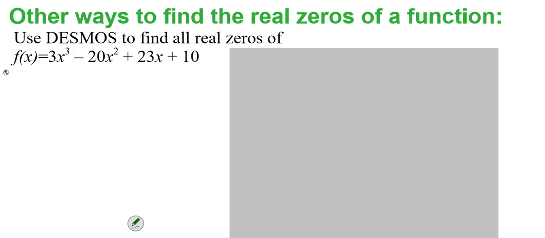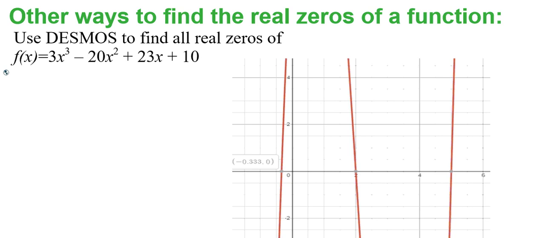Okay, other ways to find the real zeros of a function, go to Desmos, right? Because this is a mess right here. This would take a long, long, long time. We could go to Desmos and we could see that actually the zeros look quite lovely, right? There's a 0 here at x equals 2, there's a 0 here at x equals 5, and there's a 0 at negative 1/3. So that didn't look that bad.